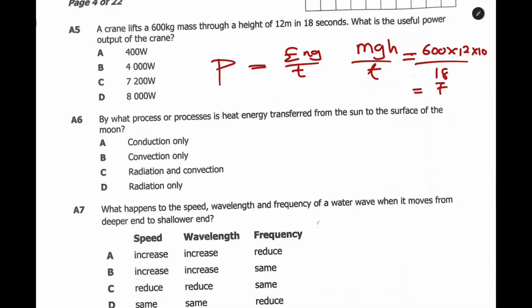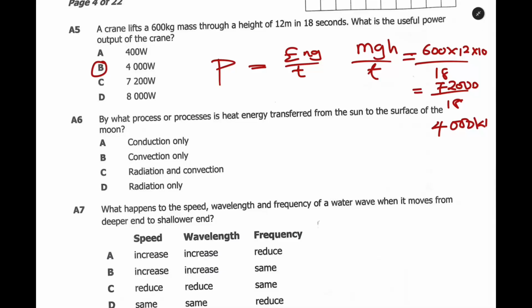Let me just try to punch it on the calculator. That is 600 multiply 12 multiply 10. You are able to get 72,000. Then divide 18, and this is able to give you 4,000 watts. Confirm the calculations. So the answer therefore is B. That is question 5. The answer is B. 4,000 watts. That is the power.